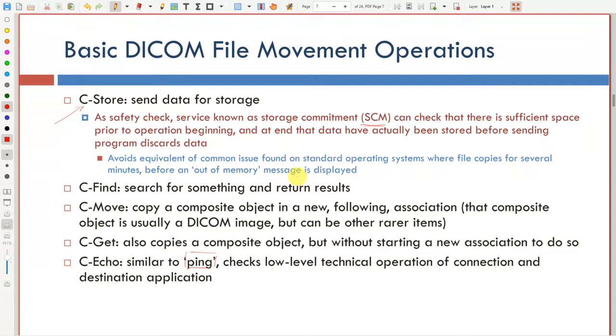If you start that operation and at the end you fail, then you wasted time. So you want to avoid such things. You check on that and start the operation only when you make sure that you have enough space. So the CFind, you search for something and return the results. The CMove, you copy an object to a certain place.